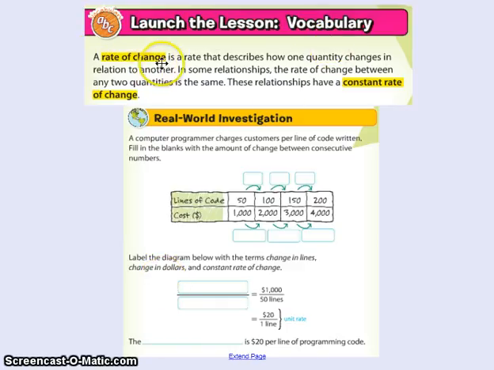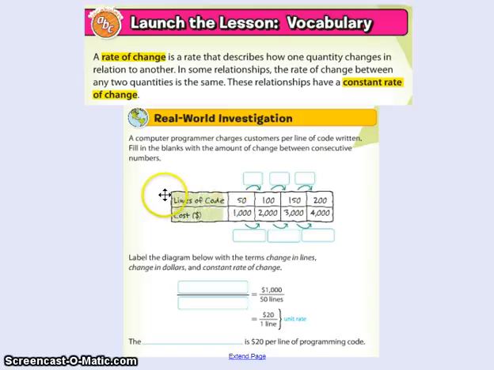It says a rate of change is a rate that describes how one quantity changes in relation to another. In some relationships, the rate of change between any two quantities is the same. These relationships have a constant rate of change. So let's kind of see what we're looking at for today. We're looking at tables that are horizontal. We're looking at some that are vertical.